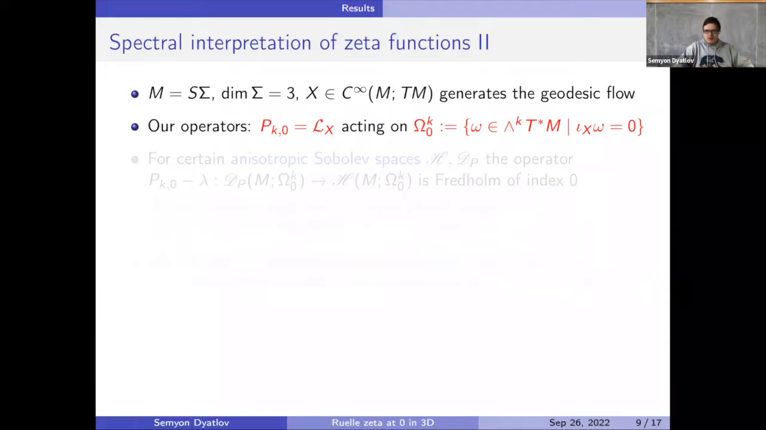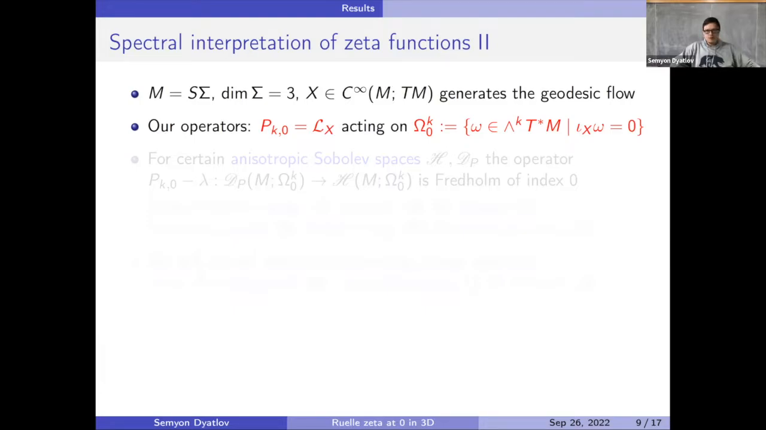So that was general strategy. Now, how does it actually work? Remember, my M is going to be the sphere bundle of a 3-manifold. So that's going to be a 5-dimensional manifold, M, right? And then X is the generator of the geodesic flow. So it's a vector field on M which generates geodesic flow. So the flow of that is the geodesic.